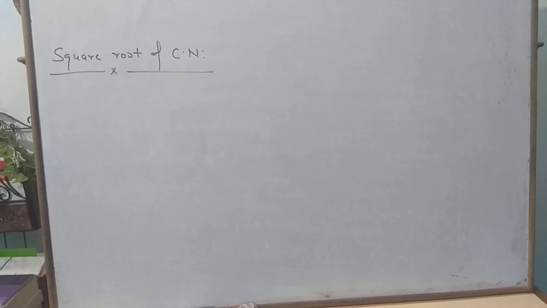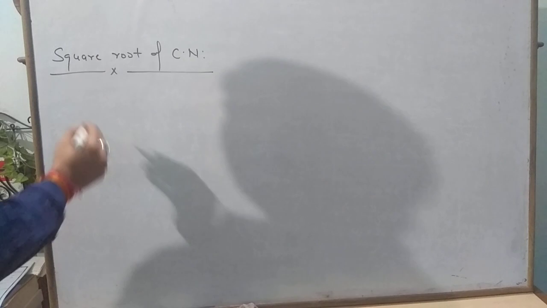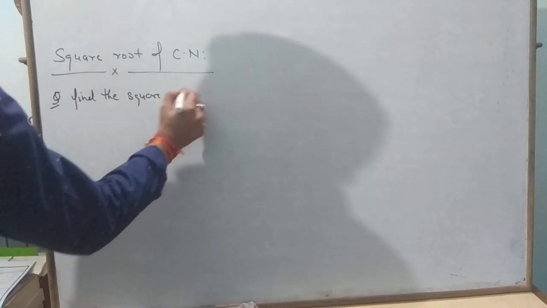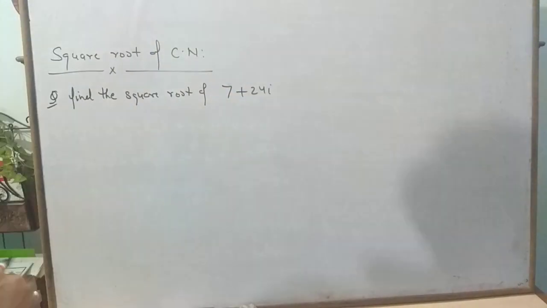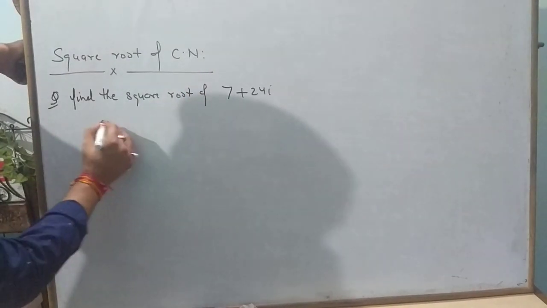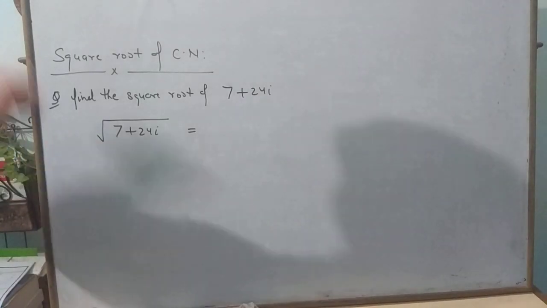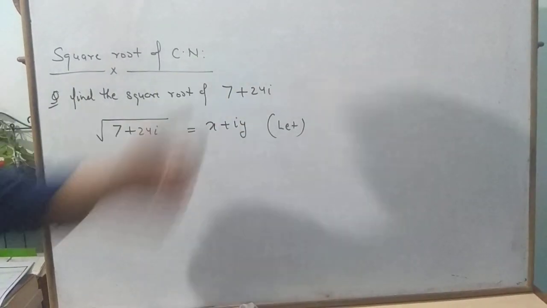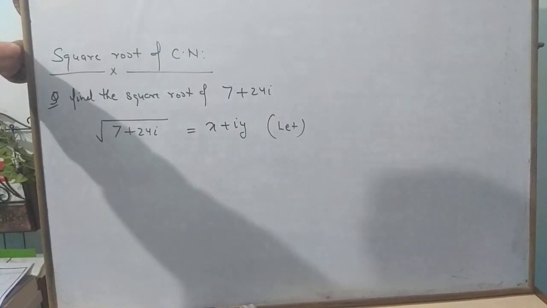So suppose a question is 7 + 24i. Let us take a question: find the square root of 7 + 24i. This is a question. It's an easy question. So square root means this is a complex number. When we find the square root of a complex number, it is definitely a complex number. So let us take this equal to x + iy. Since we are finding the square root of this, it is equal to x + iy. Then since it contains the square root sign, you can think how to solve.